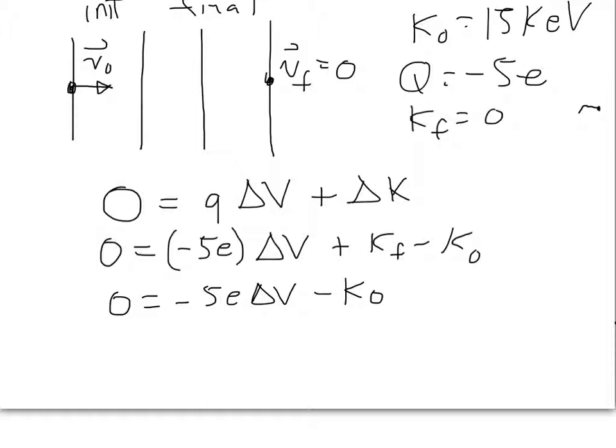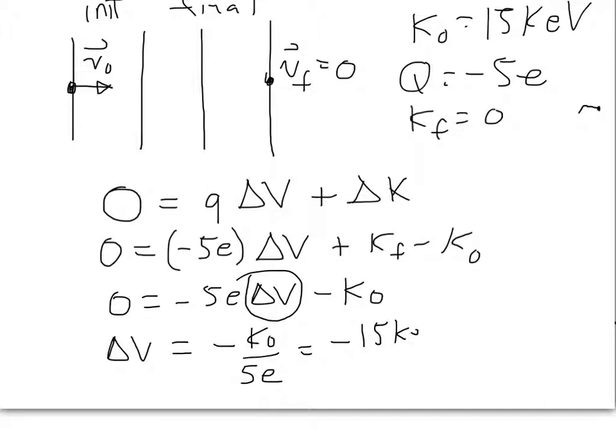We can solve this for delta V. If we think about it, the only unknown here is delta V. So we can solve directly for delta V, and we get minus K0 over 5e, which is minus 15 keV over 5e. And as we talked about before, we know that the e's cancel here. So we get minus 3 kilovolts.